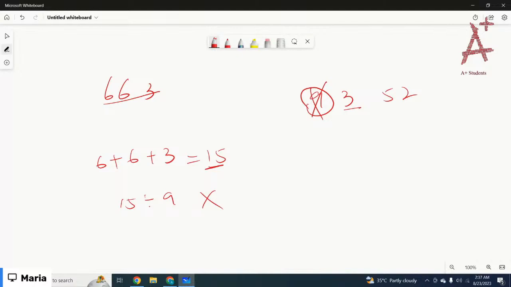Now you have to apply the divisibility rule for 3. The divisibility rule for 3 is you have to find the sum of the digits, that is 15. 15 is divisible by 3. Yes, it is. That means the number 663 is divisible by 3. That means the correct option is 3, right? It cannot be divisible by 5 because the divisibility rule for 5 is the ones digit must be either 0 or 5. The divisibility rule for 2 is the ones digit is either 0, 2, 4, 6, or 8. So the correct option is 3.